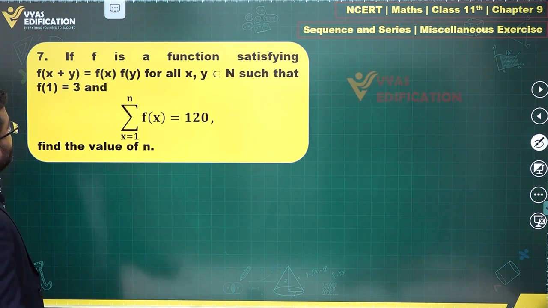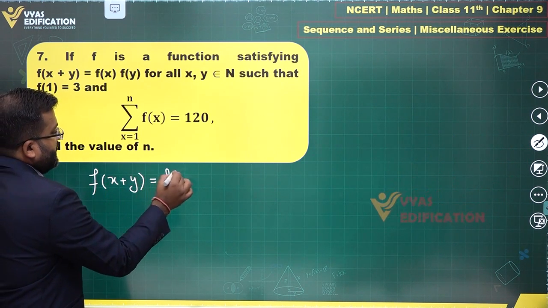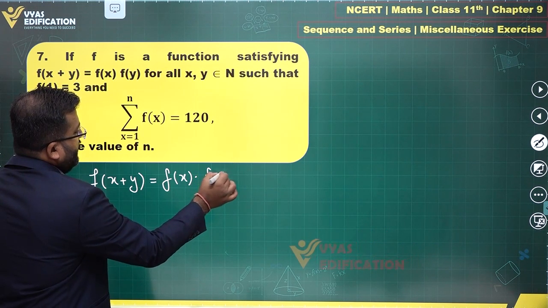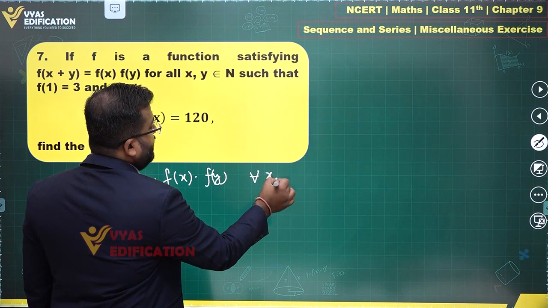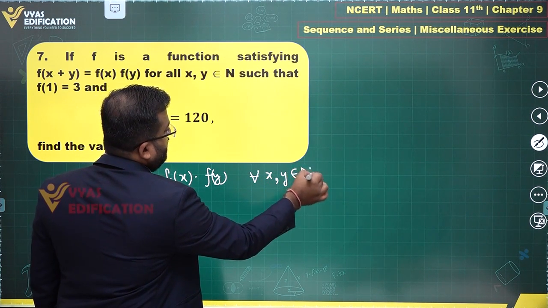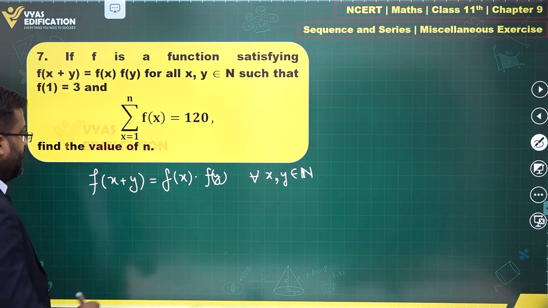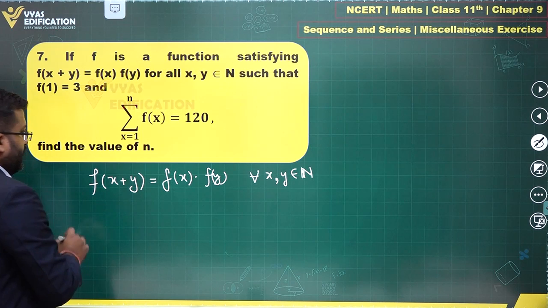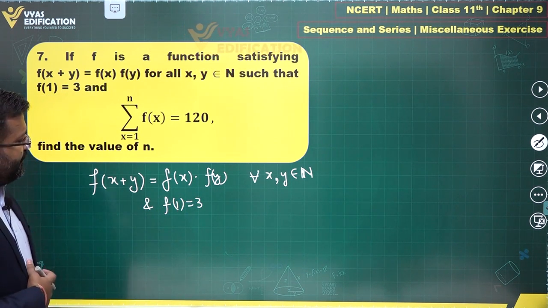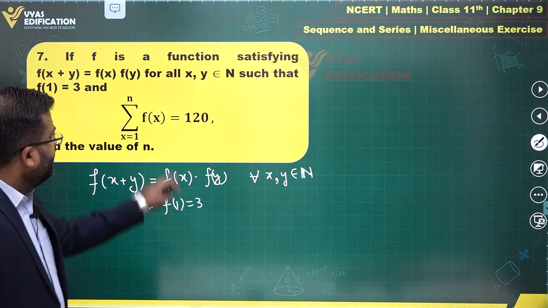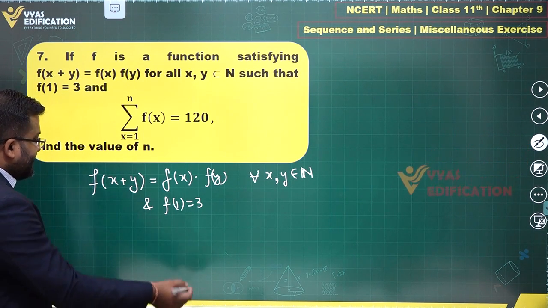F is a function satisfying this. So let's see what type of function this is. F of x into f of y, and the person is saying that this is true for all x, y belonging to natural numbers. This is true for all this. F1 is also given. F1 is equal to 3. If F1 is 3, that's the first term actually, right? First term. I want F2 somehow. So let's try and find F2.